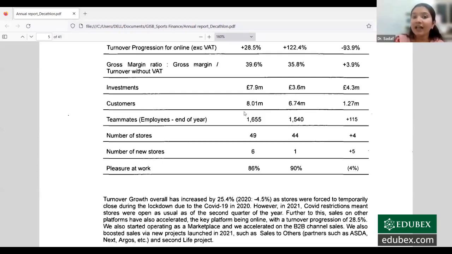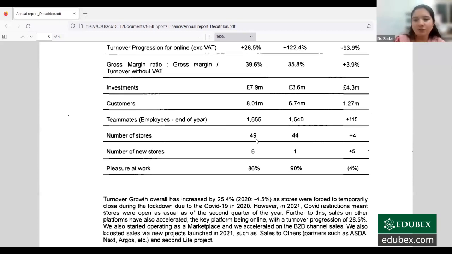Then you can see the value of the investments going up. Investments have almost doubled, and the reason is that companies' profits are growing. They are not just utilizing the money for growth and expansion, but they are also investing it into the business. And this investment will be a good financial backup in case the company has any need or requirement in the future. There is also an increase in the number of customers and the number of employees.